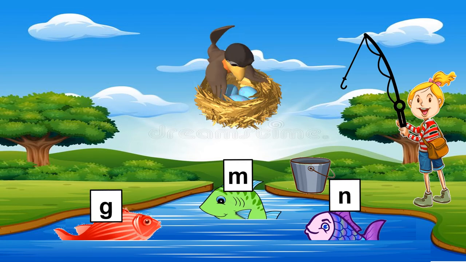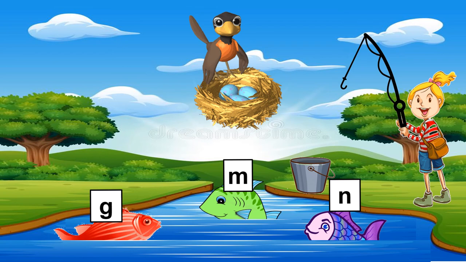Oh, look at this bird. She has laid 3 eggs in a nest. Children, this is a nest. It is the home of a bird, and the bird lays its eggs in the nest. Nest. The word nest begins with the sound N. Very good. N.